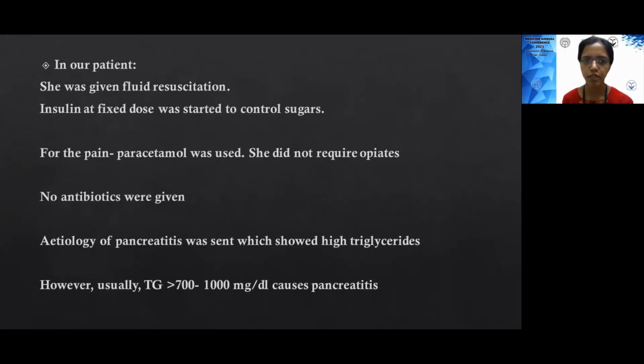In our patient, she was given fluid resuscitation. Insulin was given at fixed dose to control sugars as IV infusion. For pain, paracetamol was used. She did not require opioids. There were no antibiotics given.